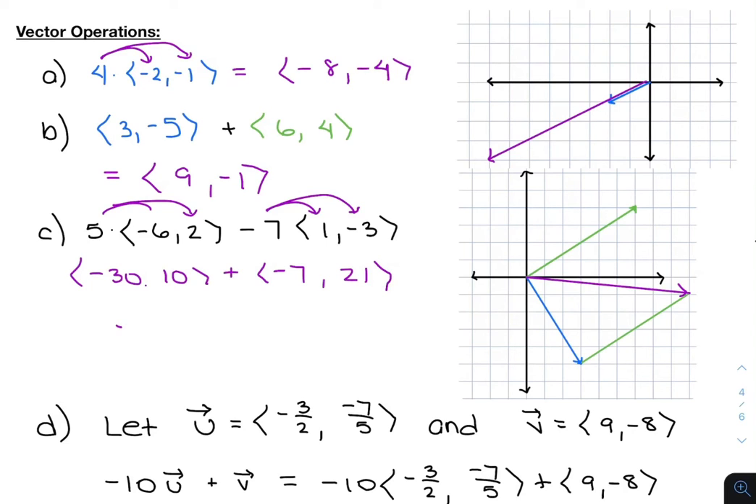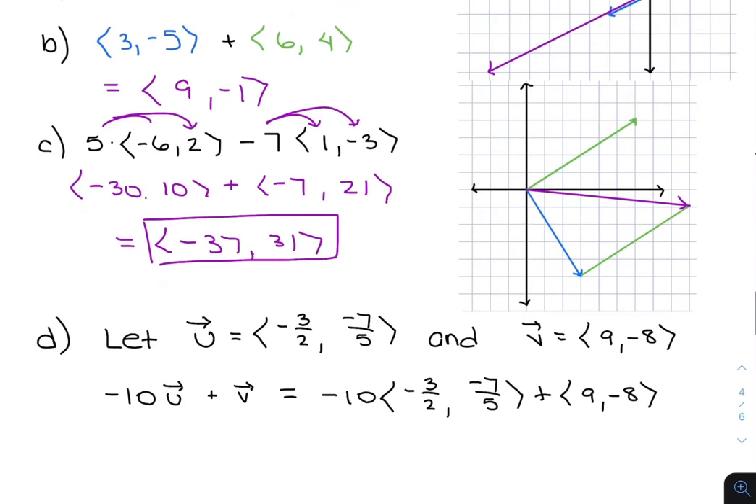So now we can just take these two vectors and add them, just like we did previously. So we're going to add -30 plus -7, that's -37, comma, 10 plus 21 is 31. So our new vector would end up being at -37, comma, 31.